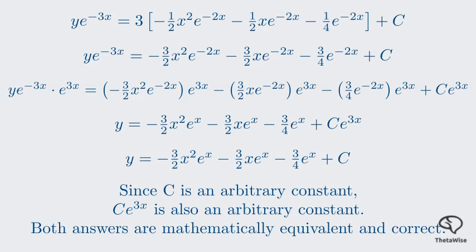This is not a mistake. Since c is an arbitrary constant, c times e to the 3x is still just an arbitrary constant, which we could call k for instance. So, the two answers are mathematically equivalent and both correct. The memo writer likely just absorbed the e to the 3x into the constant, which is a common and acceptable practice. We have successfully determined the general solution for the first problem.